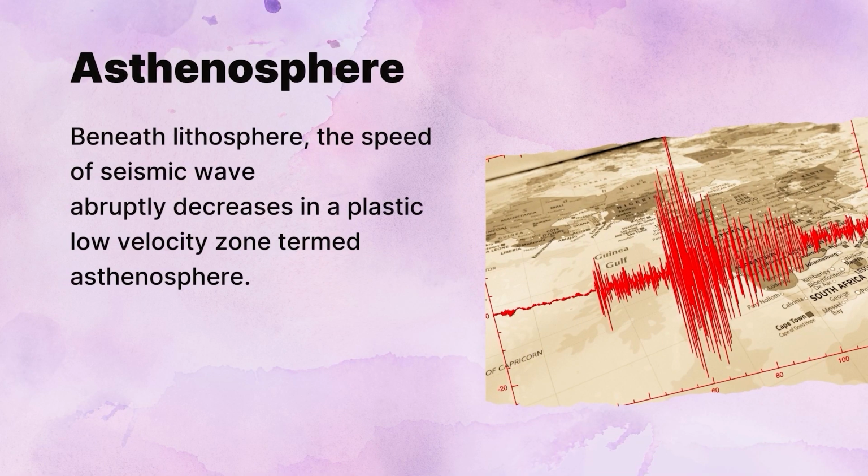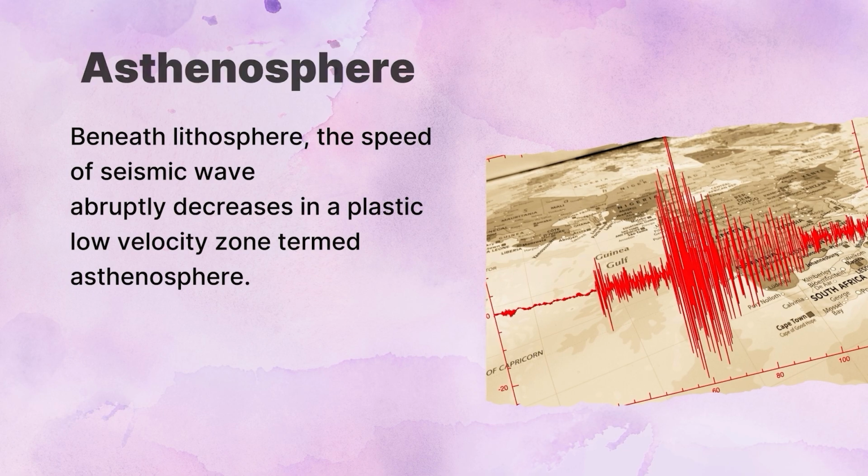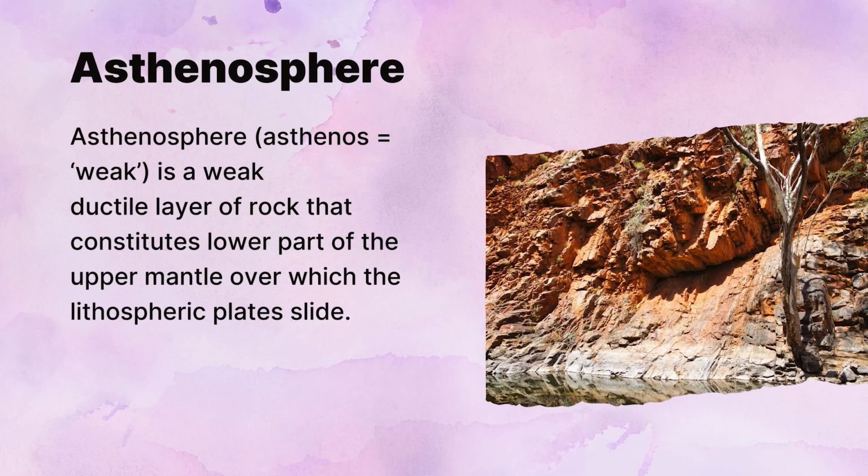Then asthenosphere: beneath the lithosphere, the speed of seismic waves abruptly decreases in a plastic low velocity zone termed as asthenosphere. Asthenosphere can be identified by low velocity of the seismic waves. Asthenosphere, asthenos means weak, is a weak ductile layer of rock that constitutes the lower part of the upper mantle over which the lithosphere plates slide.